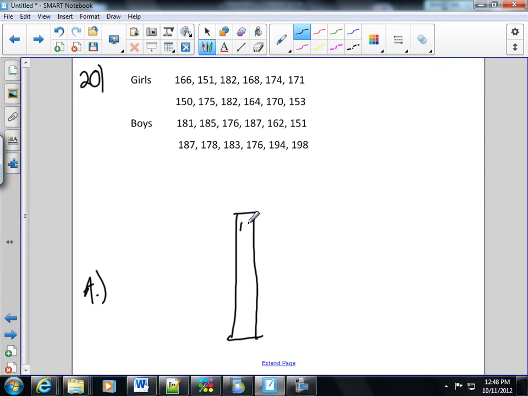So basically we go 1, 5, 1, 6, 1, 7, 1, 8, and 1, 9. Okay? Now, the reason I don't go to 20 is there are no weights up here in the 200s, okay? Now, they want a double-sided one. That means we're going to compare, or we're going to list two sets of data, okay? I'm going to do the girls on this side and the boys at this side.